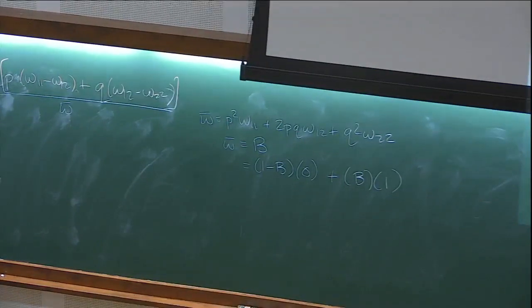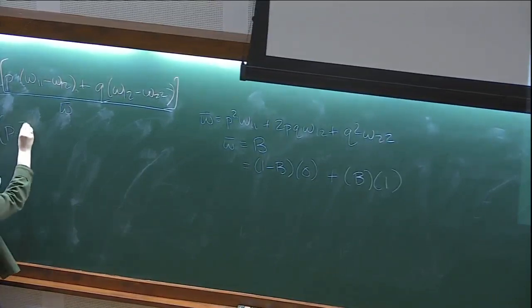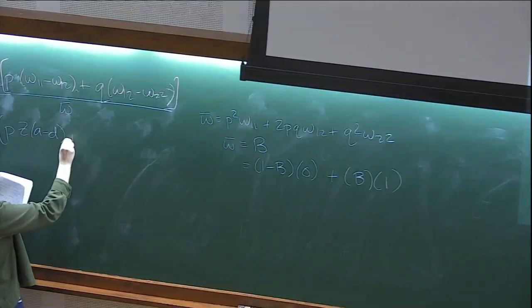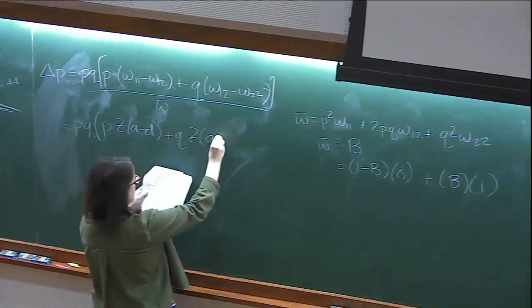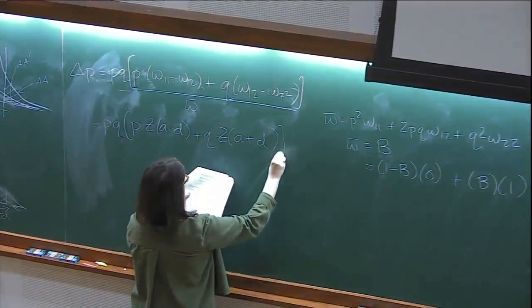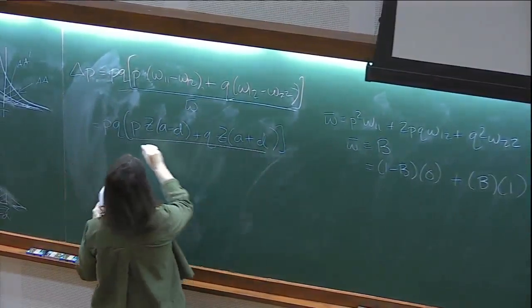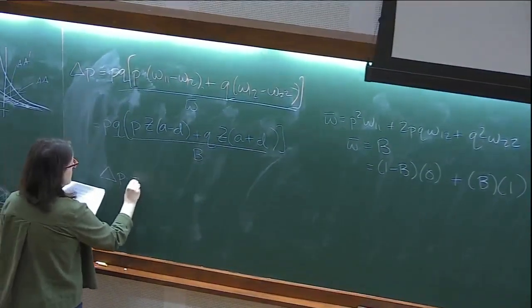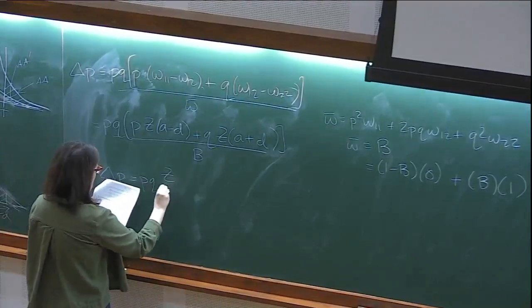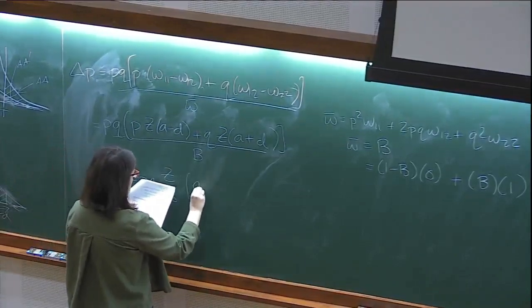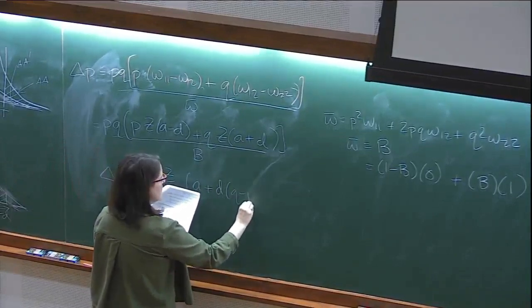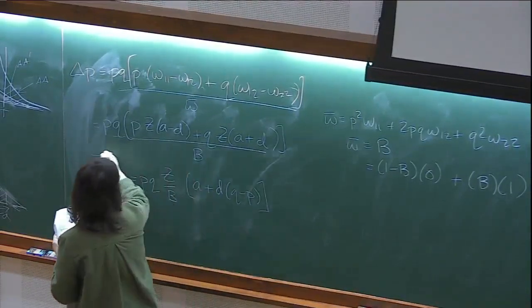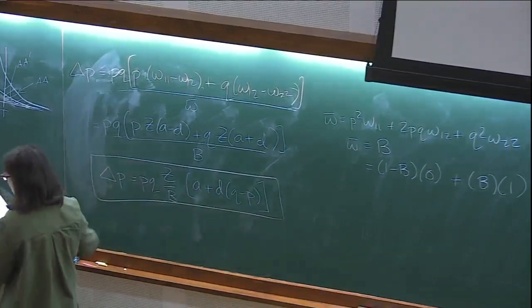So we can go ahead and replace things. This is going to be Z at A minus D. And this is Z at A plus D. And this is B. And a little bit of rearranging gives this equation, which is rather famous. So I'll put a box around it to remind me to talk about it.